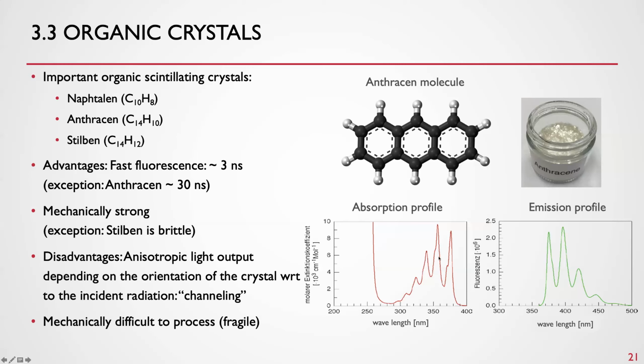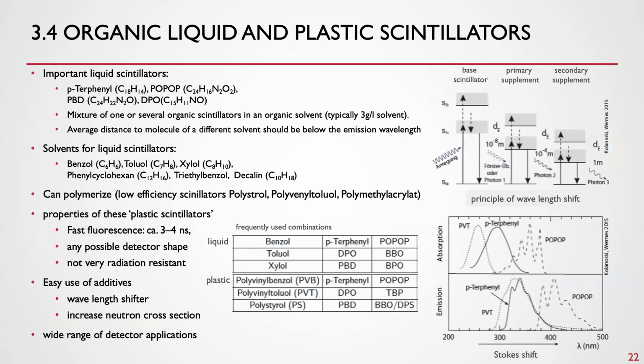This should just highlight a typical multi-resonance absorption profile, and then the emission at slightly higher wavelength. The average difference here is what we call the Stokes shift. Okay, last type of scintillators, and very commonly used, are organic liquid and plastic scintillators.